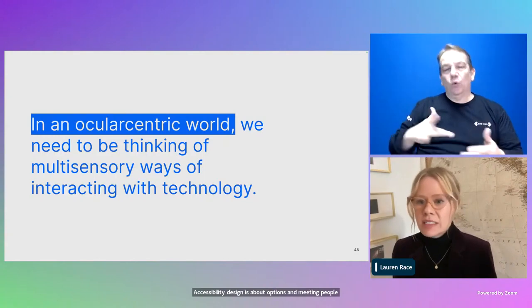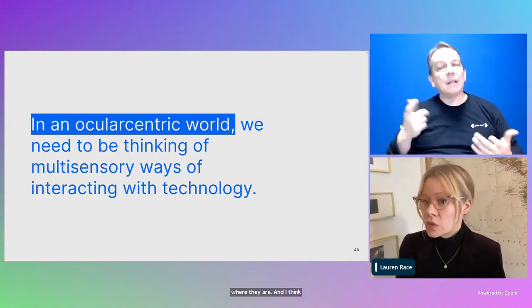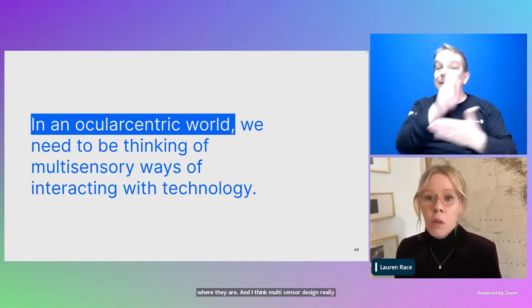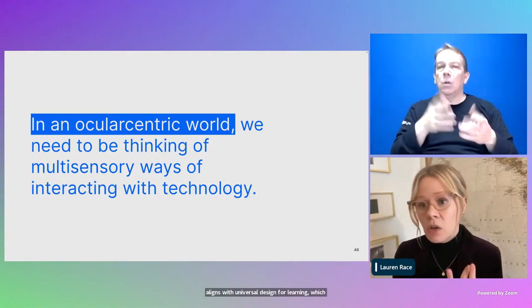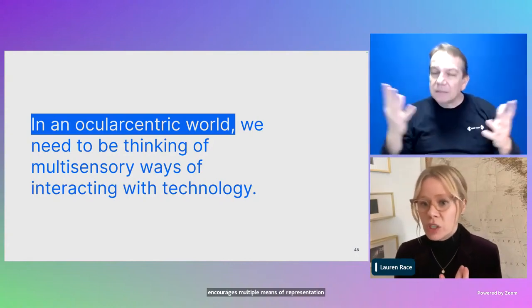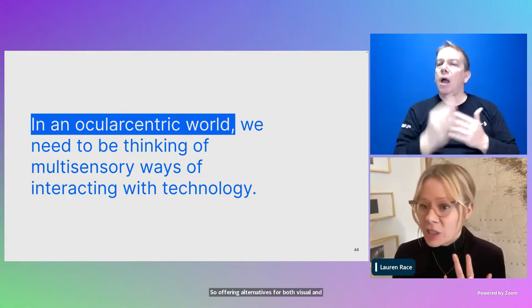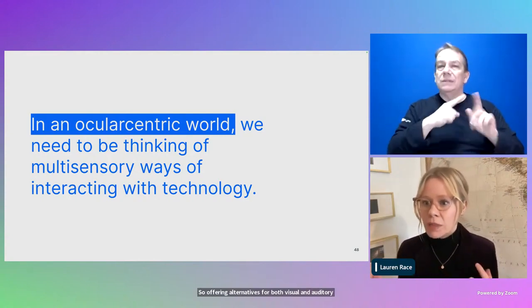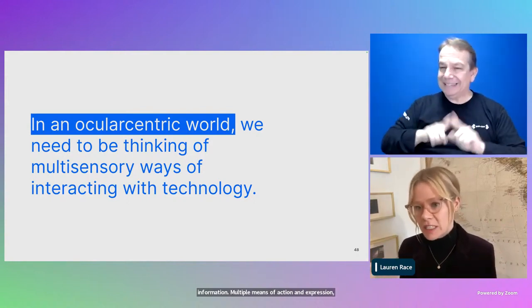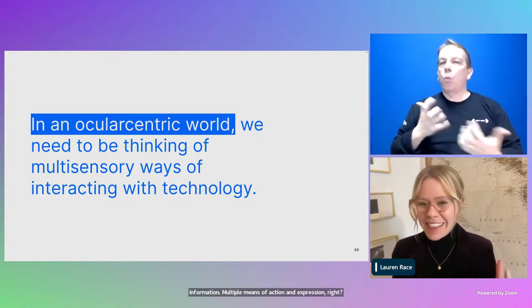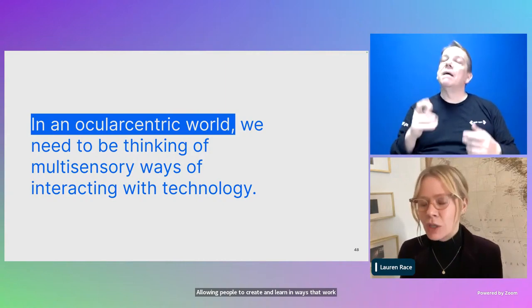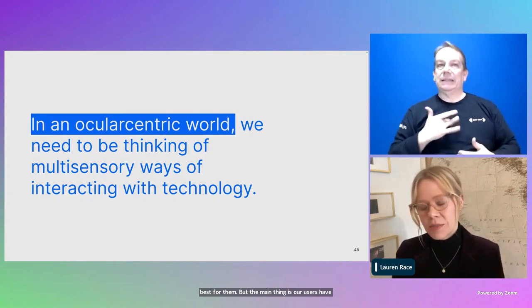And I think multisensory design really aligns with universal design for learning, which encourages multiple means of representation. So offering alternatives for both visual and auditory information, multiple means of action and expression, right? Allowing people to create and learn in ways that work best for them. But the main thing is our users have senses and we should be designing for those senses.